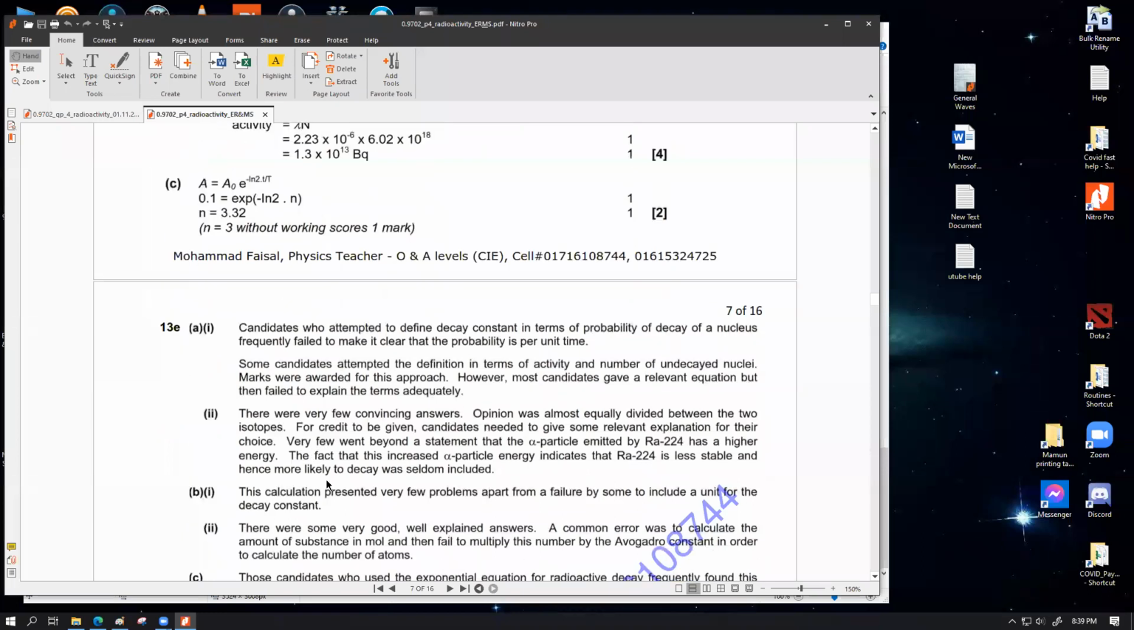There were very few convincing answers. Opinion was almost equally divided between the two isotopes. For credit to be given, candidates needed to give some relevant explanation for their choice. Very few went beyond the statement that the alpha particle emitted by radium-224 has a higher energy. The fact that increased alpha particle energy indicates that radium-224 is less stable and hence more likely to decay was seldom included.